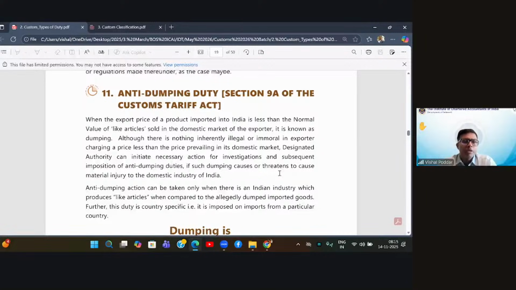Dumping means when a particular businessman is selling his goods intentionally at a lower price so that his goods get sold in any market in huge quantity, large quantity because of the lower price. And his intention is to disrupt that market to make his place in the market. Such act of the businessman is called dumping. I'll give you a simple example.